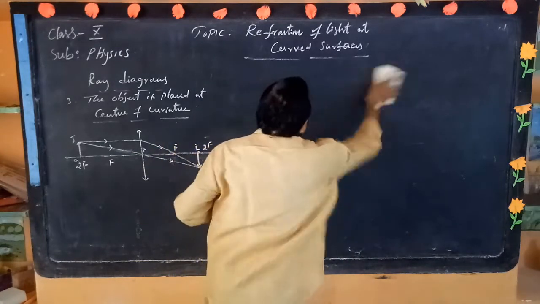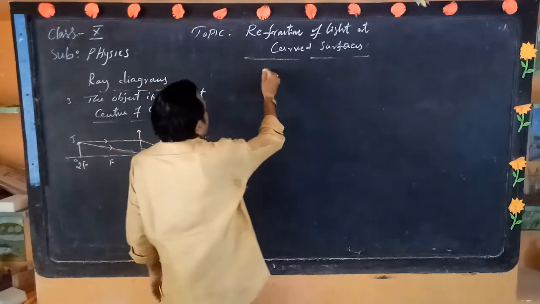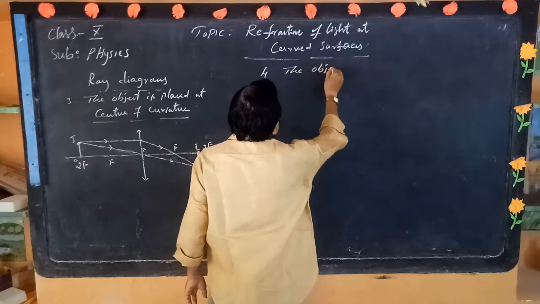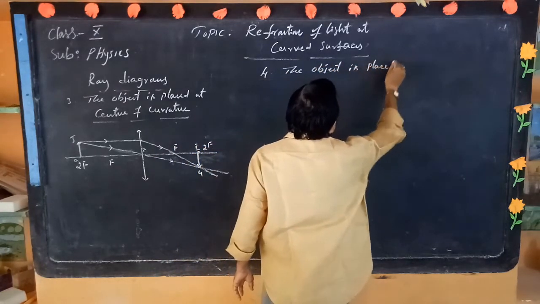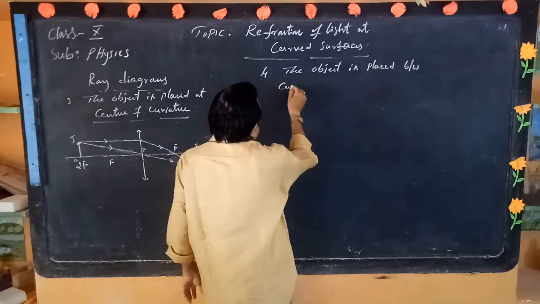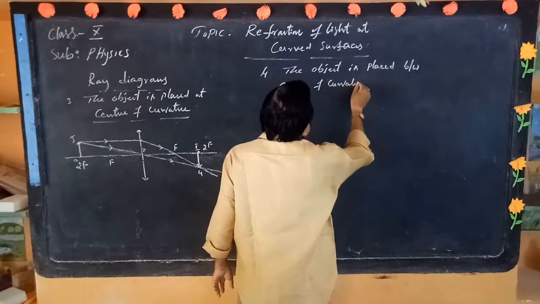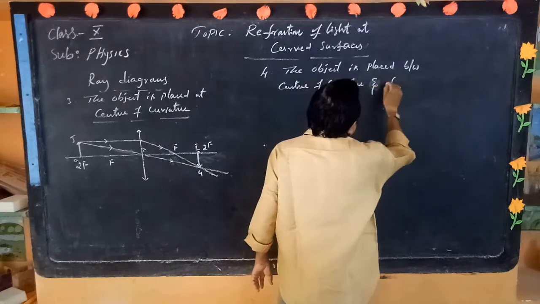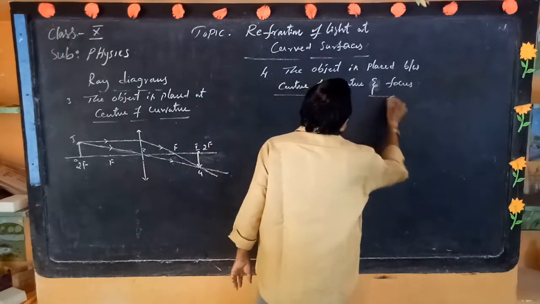So what is the fourth condition? The object is placed between the center of curvature and focus. Now where will the image be formed for this object?